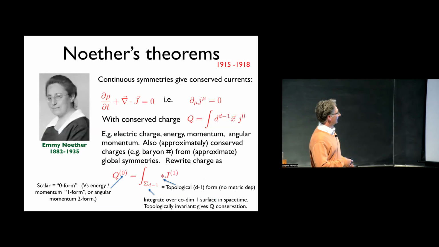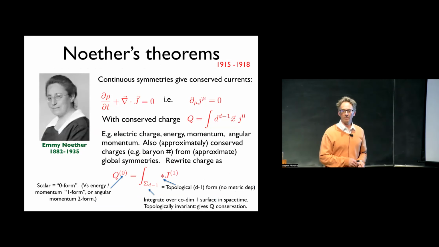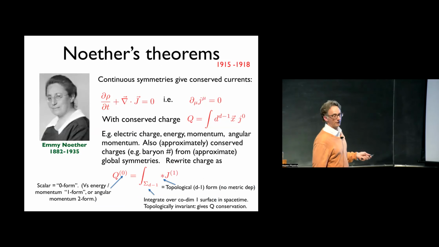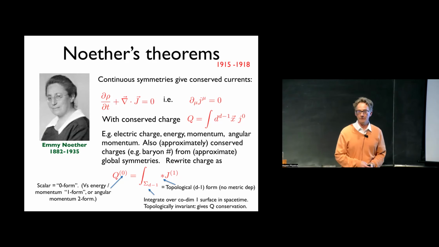Okay, so I wanted to talk about some reinterpretation of Noether's theorem. Just to remind you about Noether's theorem, continuous symmetries give conserved currents. So there's a symmetry, you can write down these conservation laws, and there's a conserved charge that you get by integrating the time component of the current over space. And this applies for electric charge, energy, momentum, angular momentum. It also applies approximately to approximately conserved symmetries, like baryon number, for instance, which can come from approximate accidental symmetries.